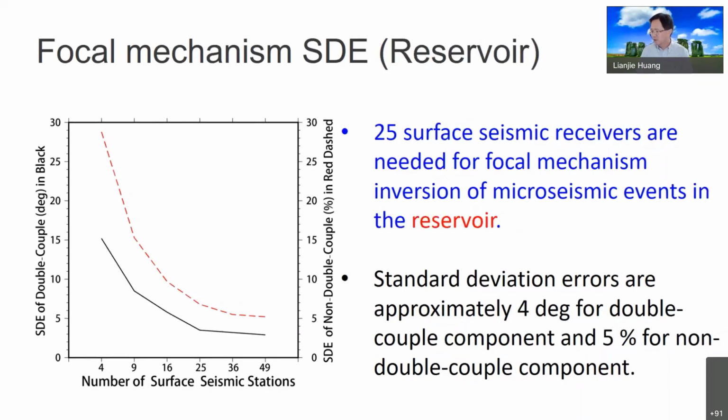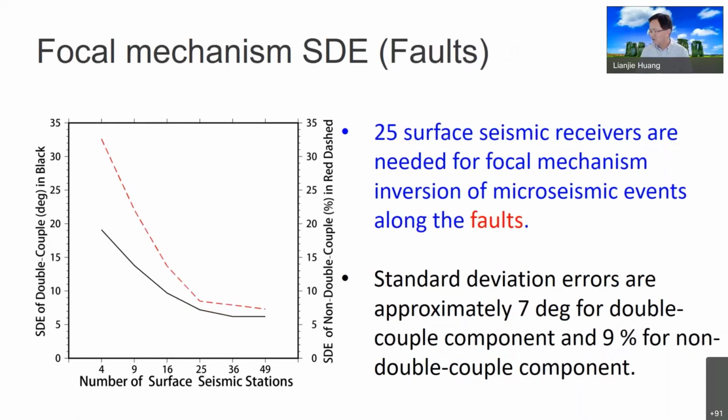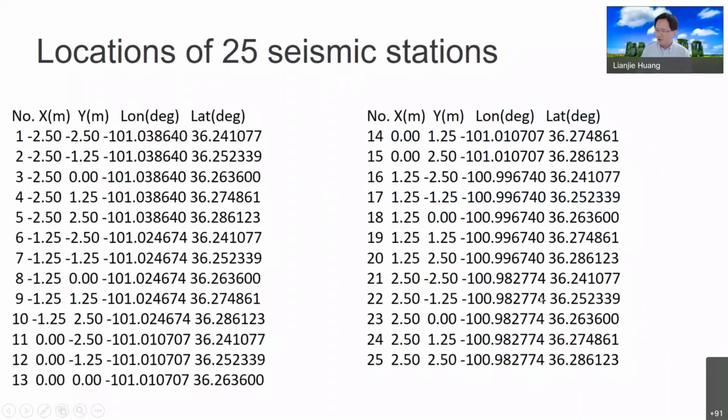So this is both one for the fault and one for the reservoir, and the error is a little bit different for the fault. The tool can output the exact location, defined for about 25 stations, and then what's the location in space on the surface.